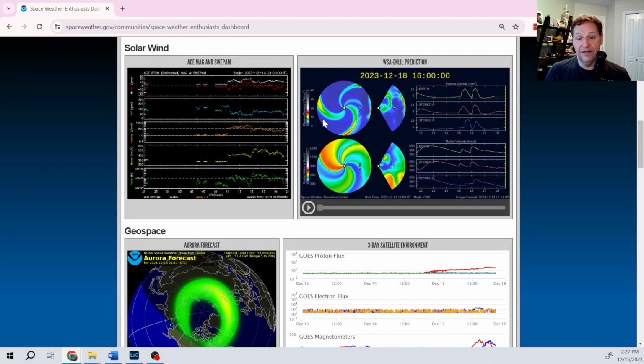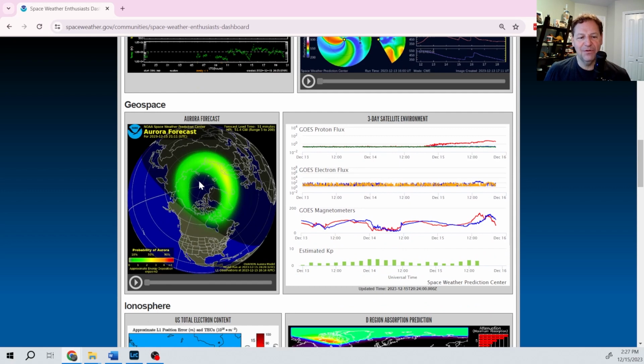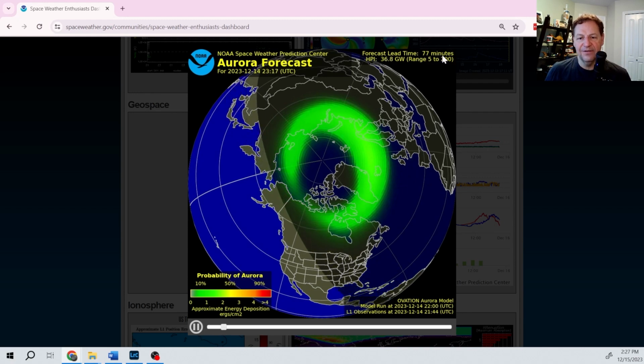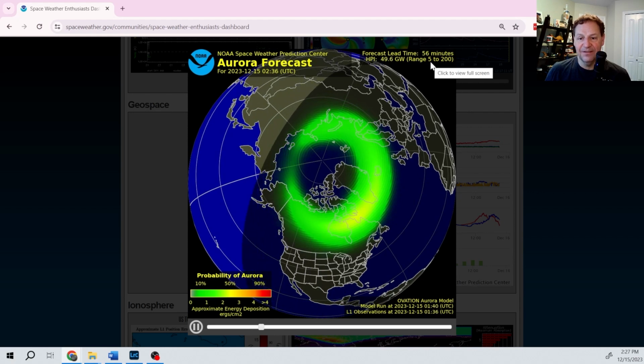Oh, you got to click on it to hide it. We'll come back to that one. So this is the Aurora model. It'll keep updating, and you can play it and you can see the predictions over time. This has got a lead time currently of 51 minutes. That changes based on the speed of the solar wind. That's the time it takes for the wind to get from the satellite to Earth. You can see it was 70 minutes and then it went to 55. I think they lost data in there.